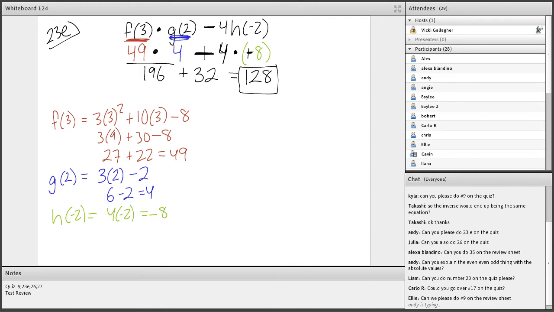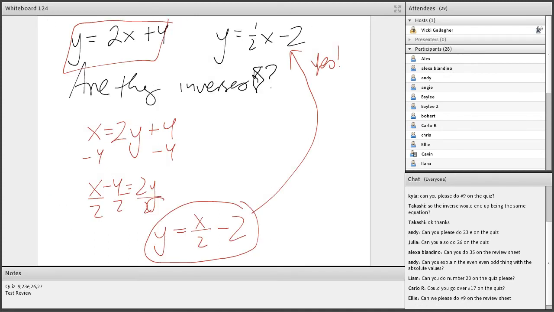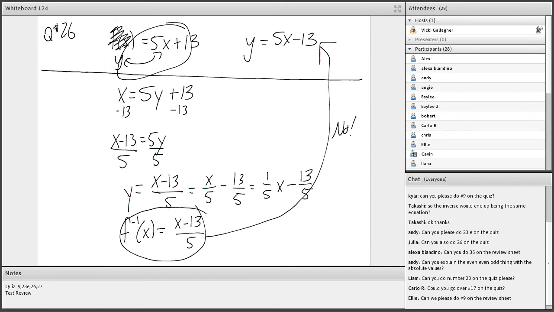We did number 26 on the quiz already. I can backtrack a little bit while I try to find what the next question is. Number 26, actually the very first one that I did, you're going to swap the x and the y, and then you're going to solve for y. And I wrote like 3 different ways that you could write that answer. So if you look down here, I have option 1, option 2, and option 3 for number 26.